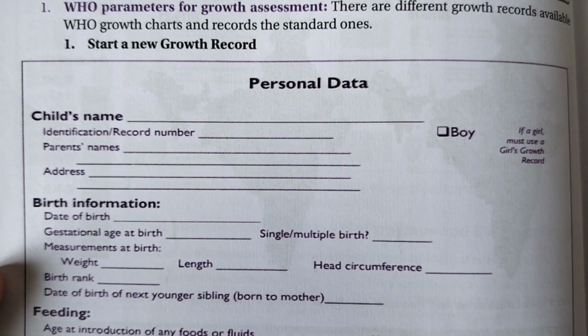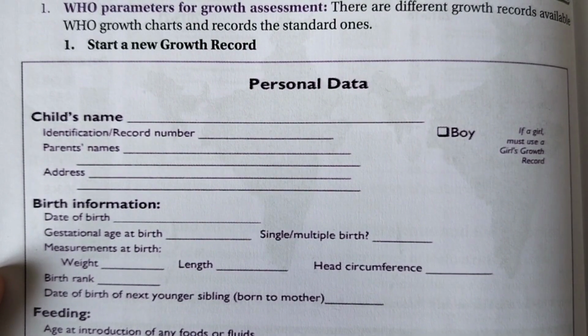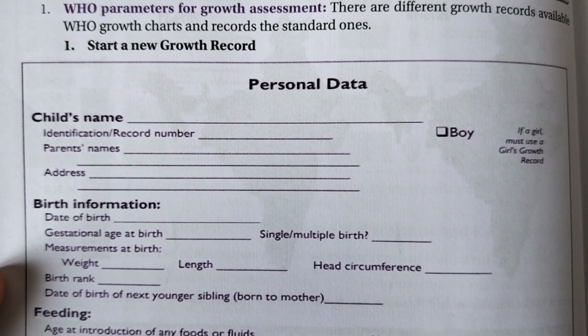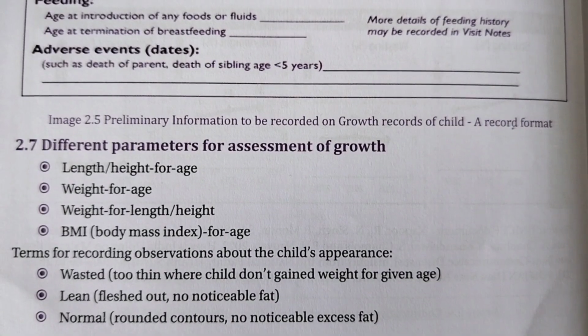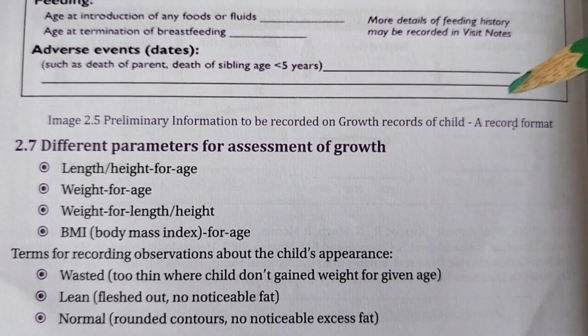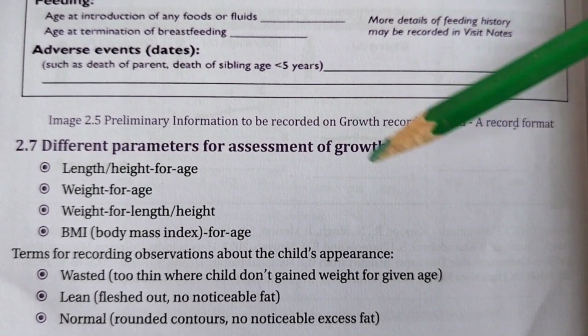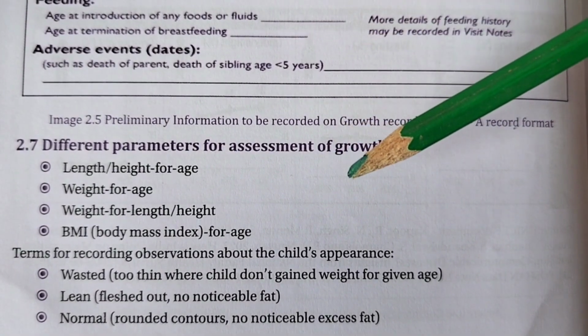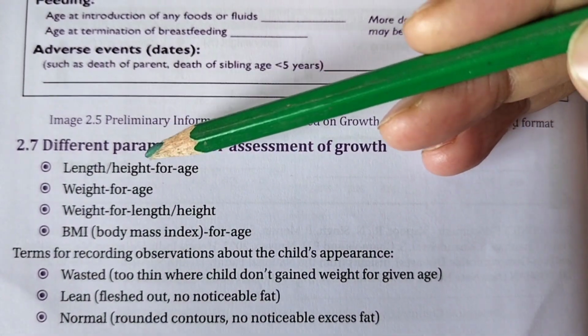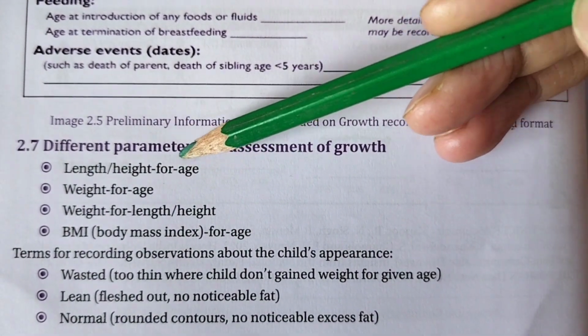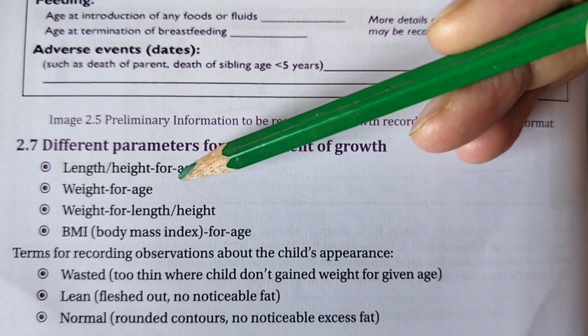Next are the different parameters for the assessment of growth. Which parameters should we assess for growth? They have given a chart regarding that. These are the parameters according to which we can assess the growth of the baby, or any living body. These are: length, height for age, for counting the age. Height and length are very important.